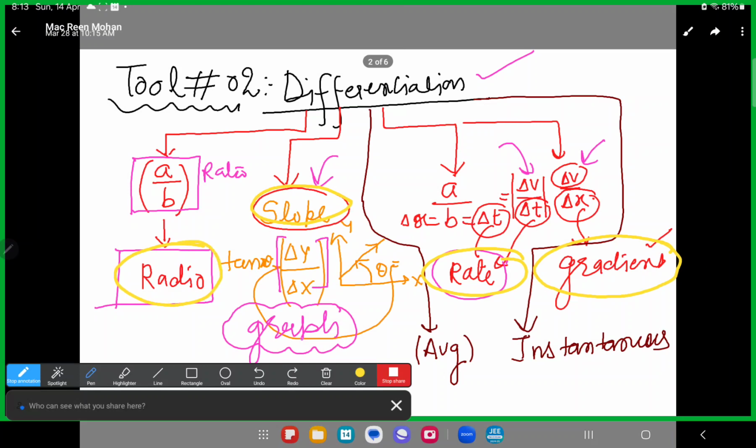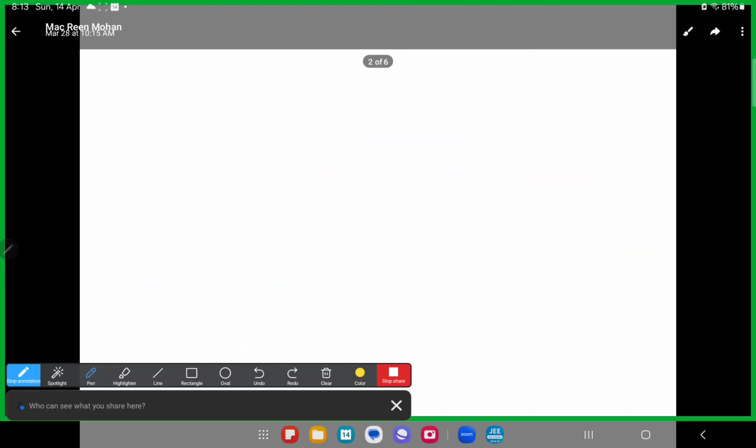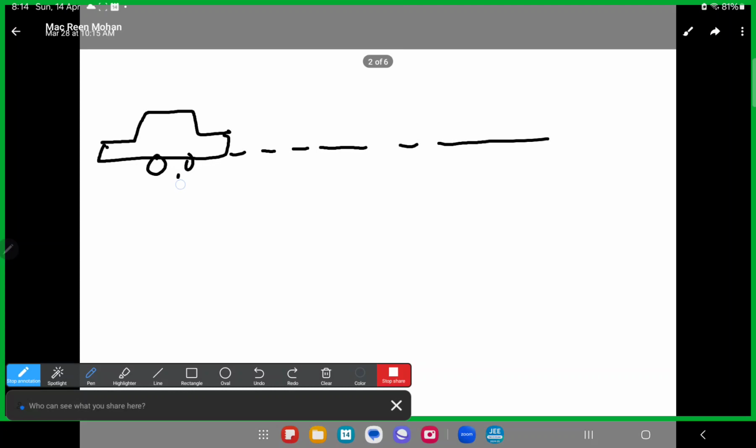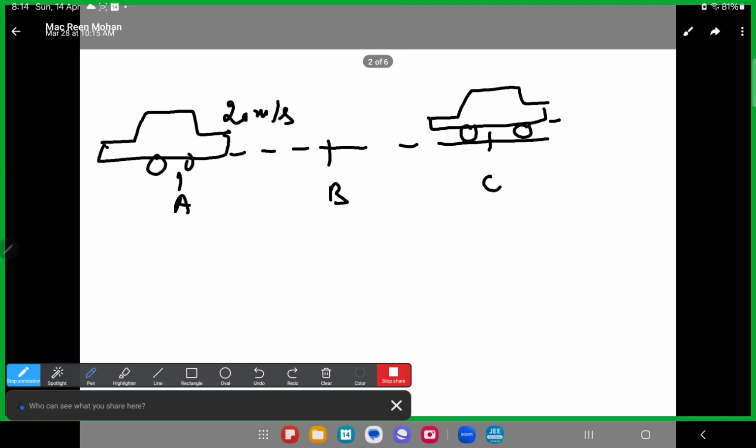So now quickly move to the next part. Now here, basically, let me quickly give you a very good example through which you can connect about differentiation. Like here, let's say a car is moving. Fine, a car is moving. Let's say this is point A, this is point B, and this is point C. Let's say over here the velocity of the car is 20 meter per second at the starting moment, and here 30 meter per second, and here 40 meter per second.